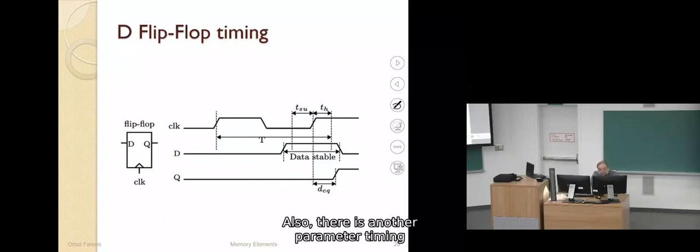Oh, and also there is another timing parameter that you could find in the data sheet of the flip-flop. It's called clock to Q, DCQ. When the Q changes after the rising edge, it is not instantaneous. It has a delay. This is DCQ, clock to Q, the time from the clock until Q appears.